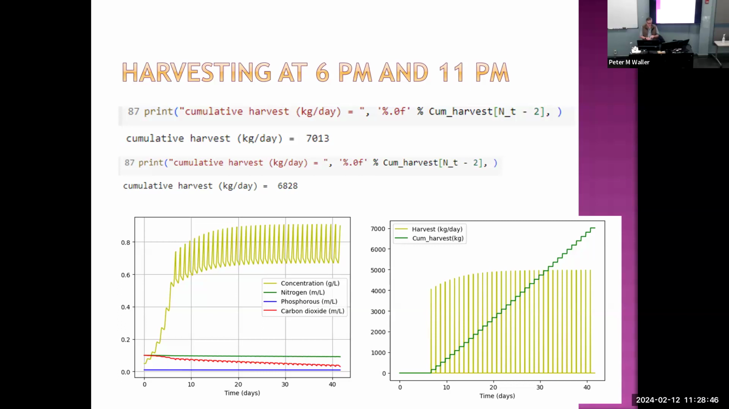So if you have extra time on your hands, you can investigate what time is the best time to harvest. Those are the kind of questions that people who are growing algae in algae raceways spend their time talking about. What time should we harvest? Should we harvest all the time or should we just harvest once per day? You know, those are the big issues out at the raceway.